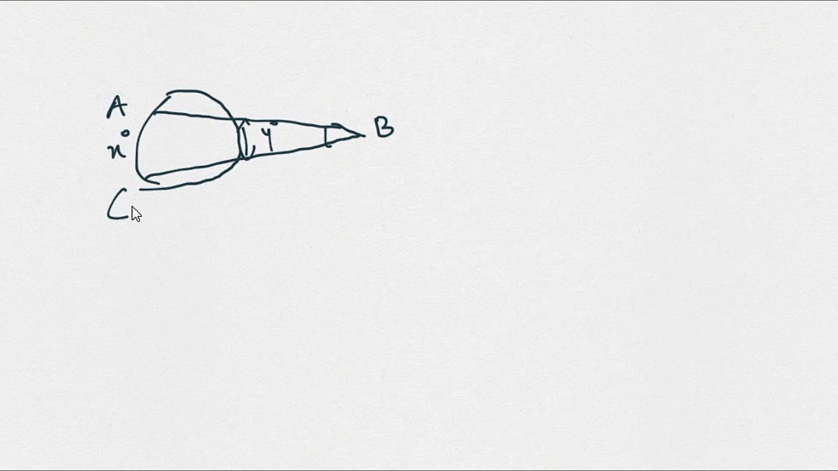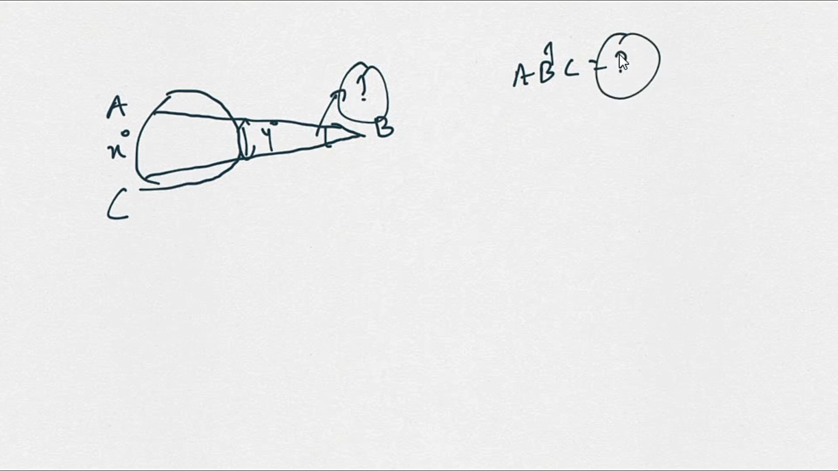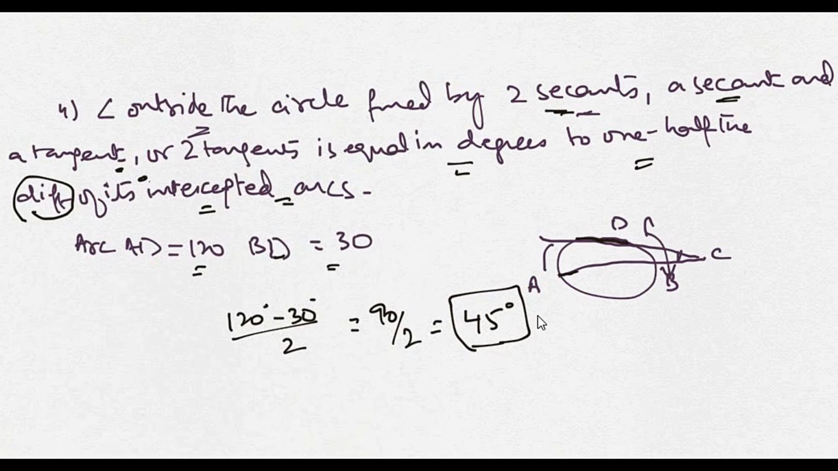So we have to find the angle ABC, question mark. I did it on a separate page as well because I knew that it is important and it is often tested in the exams. It states that an angle outside the circle formed by two secants, or a secant and a tangent, or two tangents, is equal in degrees to one half the difference of its intercepted arcs.